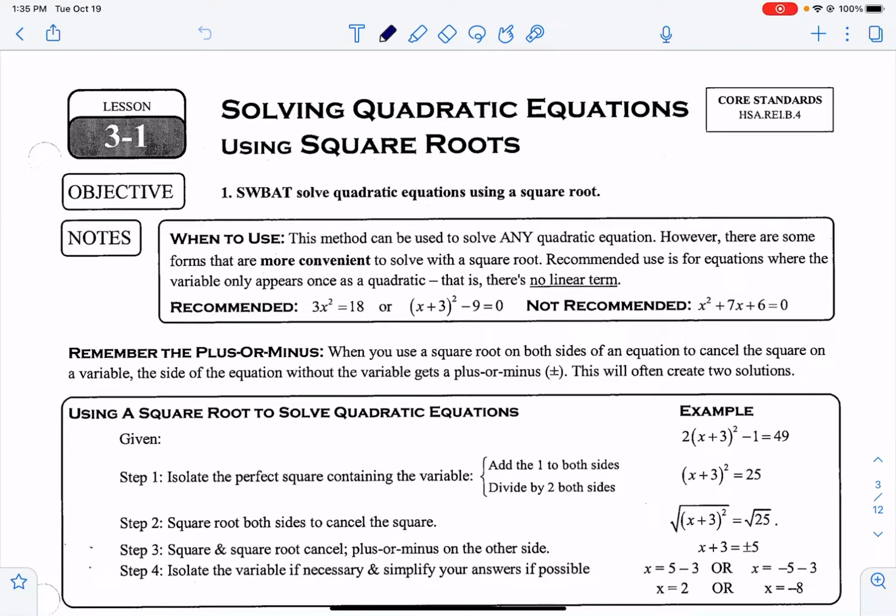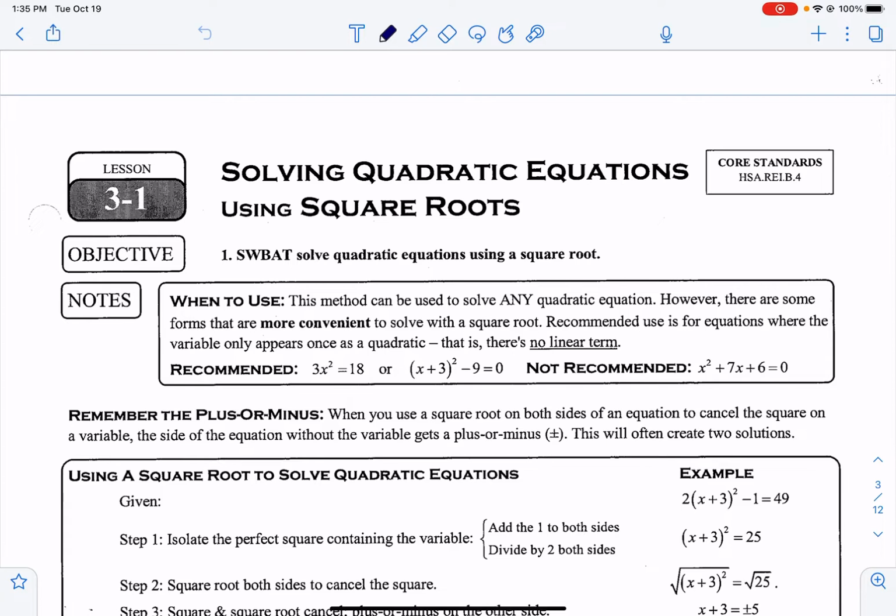All right, guys, so we are going to start off chapter 3 by, the title of this lesson is Solving Quadratic Equations Using Square Roots. Now, remember, the goal of this entire chapter is one thing.